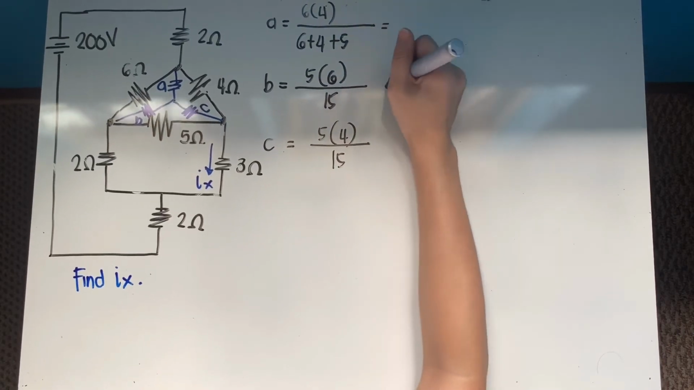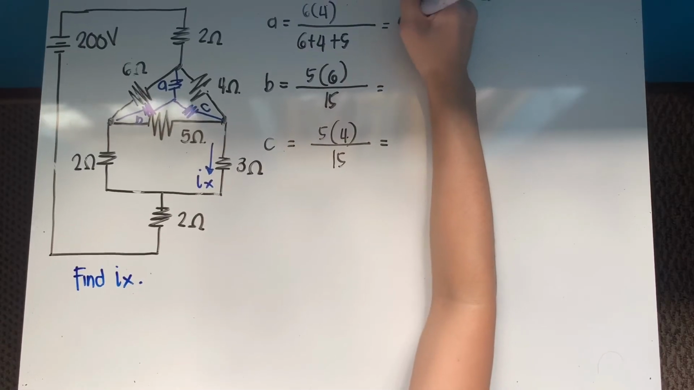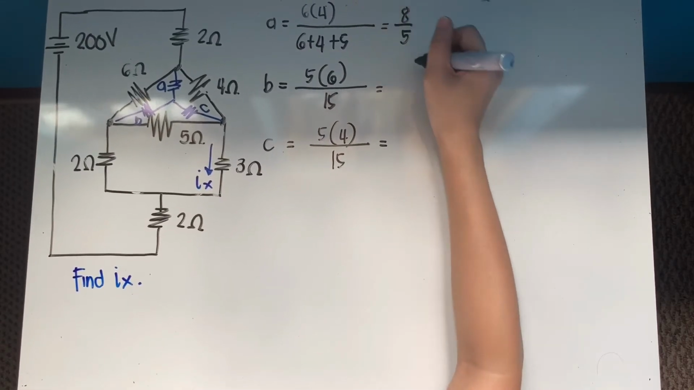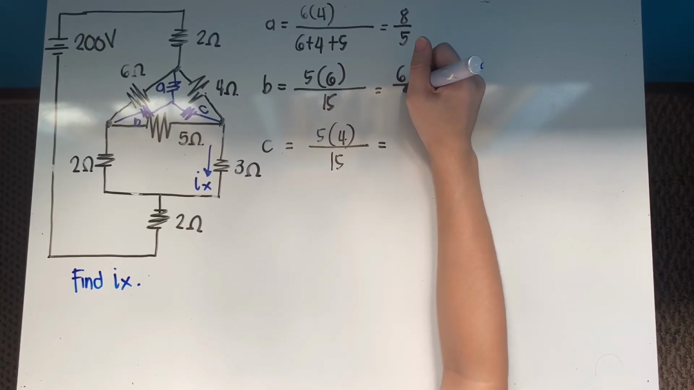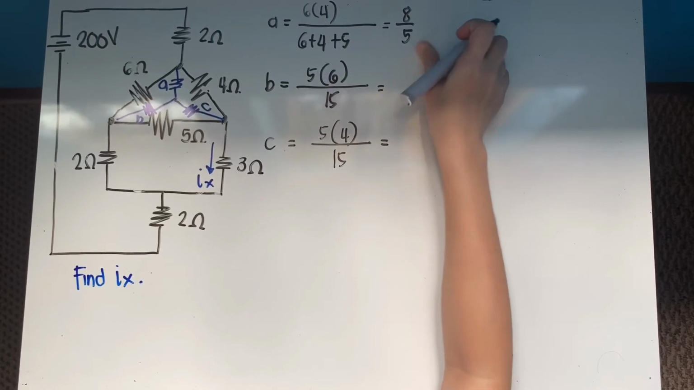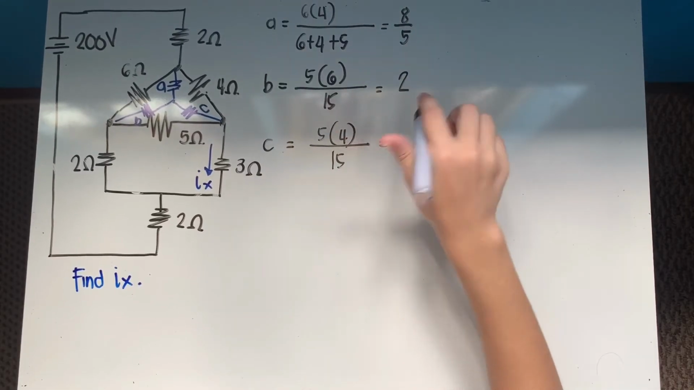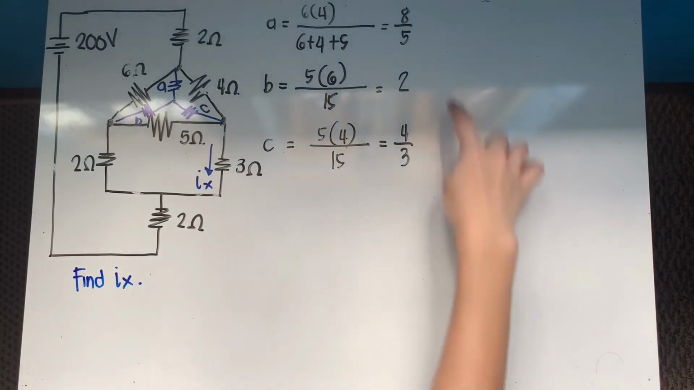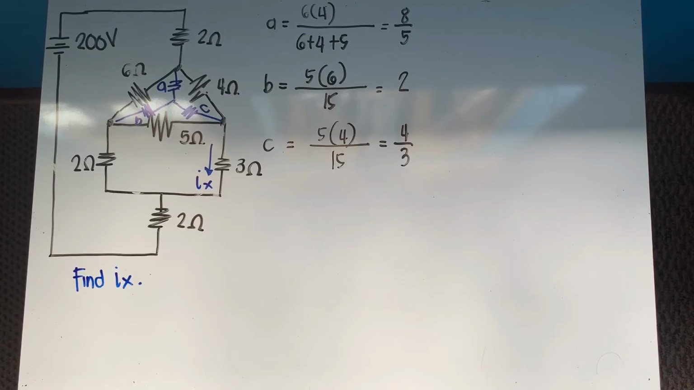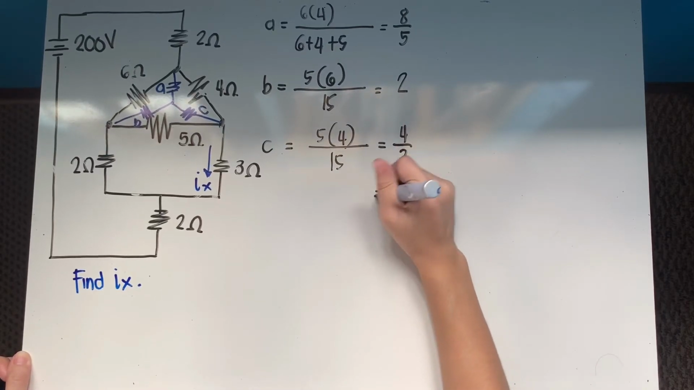So, let's simplify our values. You have here 8 over 5. This is 6 over... ano ba to? This is 2, and this is 4 over 3. After this, we can now redraw the circuit. So, I'll redraw this. Ano magiging itsura niya? I'll start with 2 ohms. We have 2 ohms.